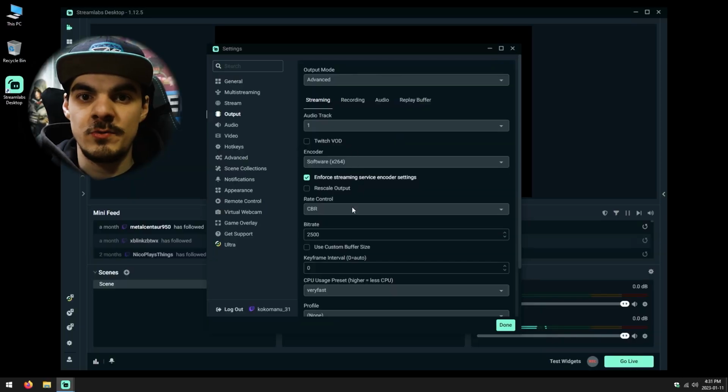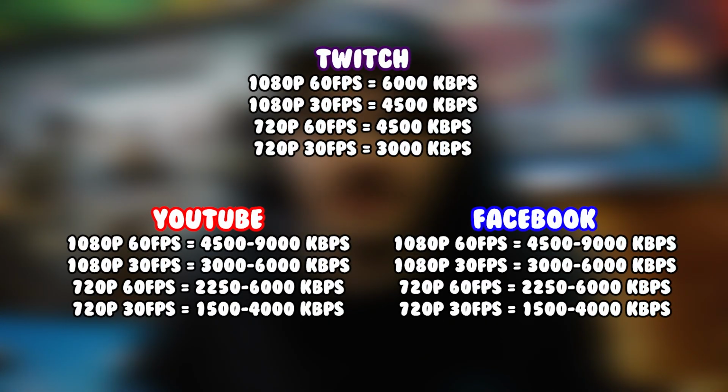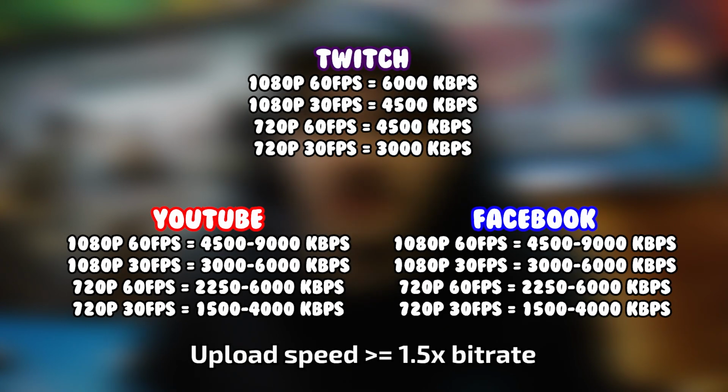Next, you want to set your bitrate depending on what resolution and frame rate you plan on streaming with. As a reminder, here are the bit rates recommended by the different streaming services. You can find these recommended settings and more on their respective sites, which I've included a link to in the description. Also, don't forget that you want your upload speed to be at least 1.5 times the bitrate that you selected.